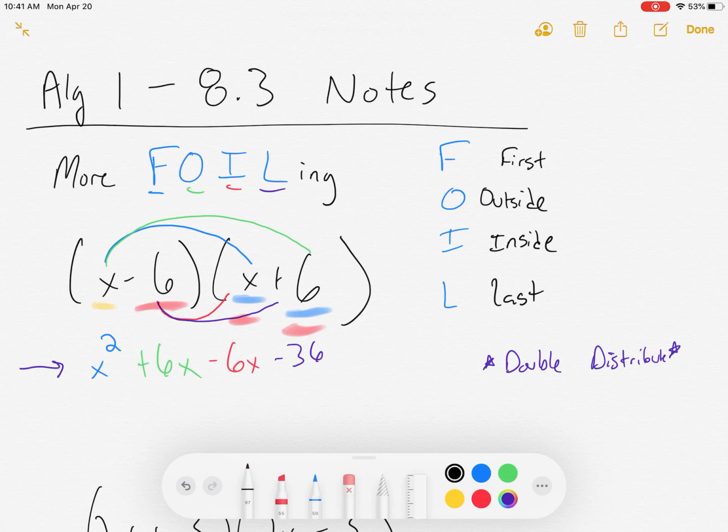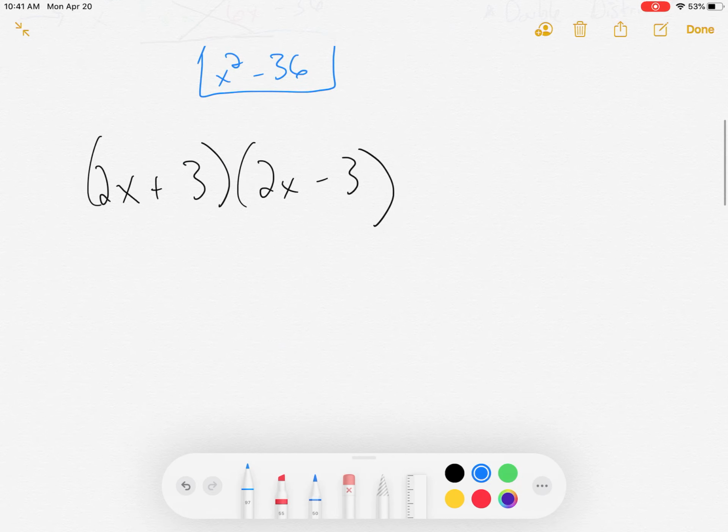Now, once I get to this point right here, I just need to combine like terms. So what has the same letter and same exponent? I have in the middle here a plus 6x and a minus 6x. So you have 6 x boxes, and you take away 6 x boxes, you are left with 0 x boxes. Those two terms end up just canceling each other out, and we're left with x squared minus 36. That would be your final answer.